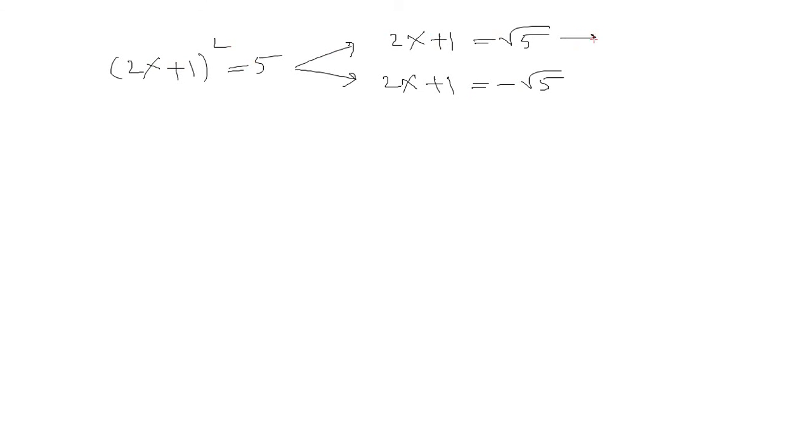So this one implies that x is -1 plus radical 5 over 2, and this one implies that x is -1 minus radical 5 over 2.